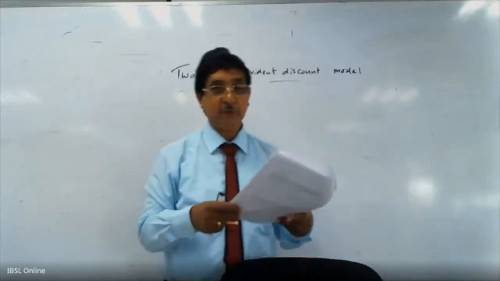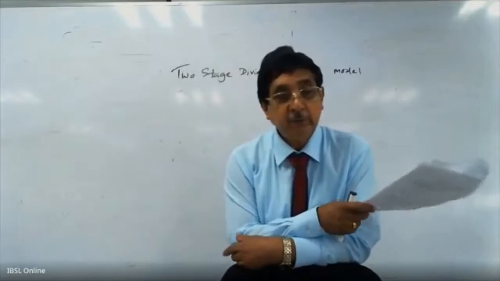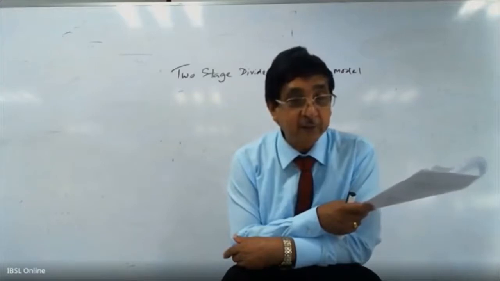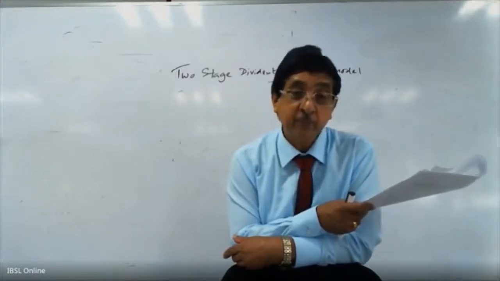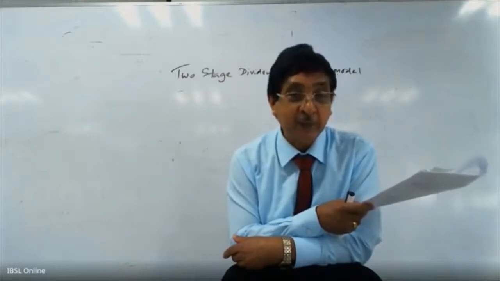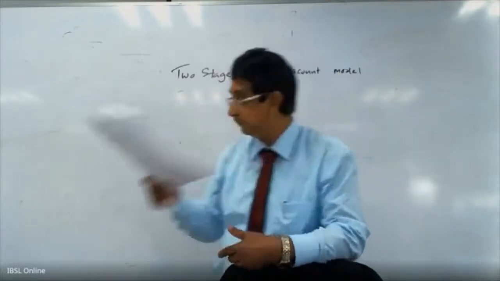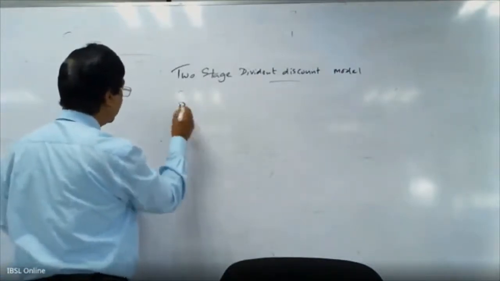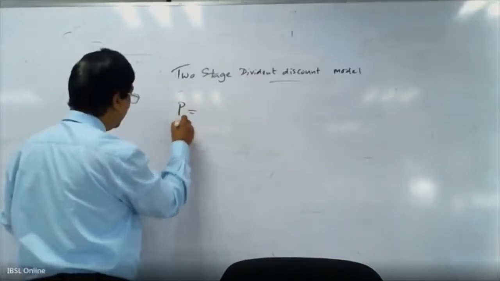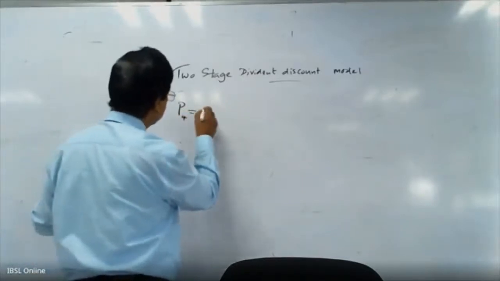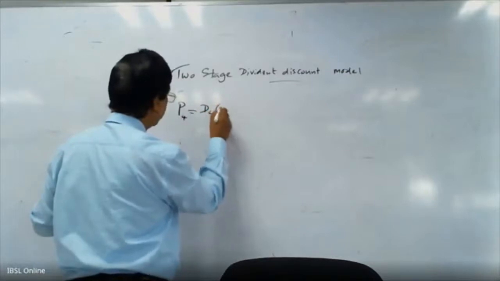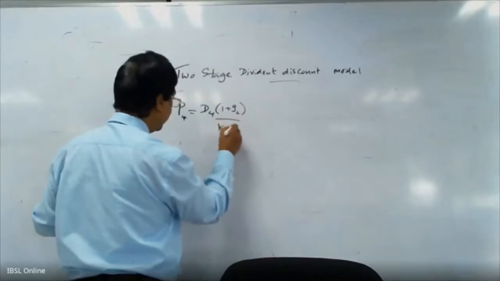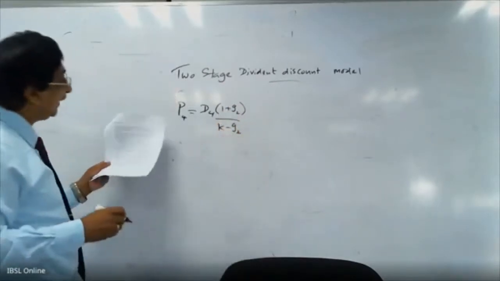Since the growth rate has become 6% and it is less than the required rate of return, you can apply the one-stage dividend discount model to calculate the price at that time. So this is the one-stage model. Price, that is P4, is equal to D4 into (1 plus G2) divided by (K minus G2). This is the price at that time.